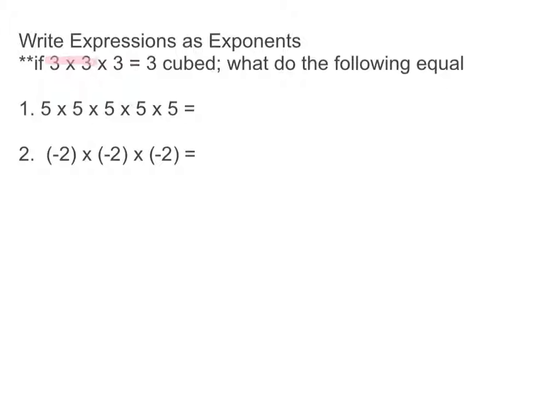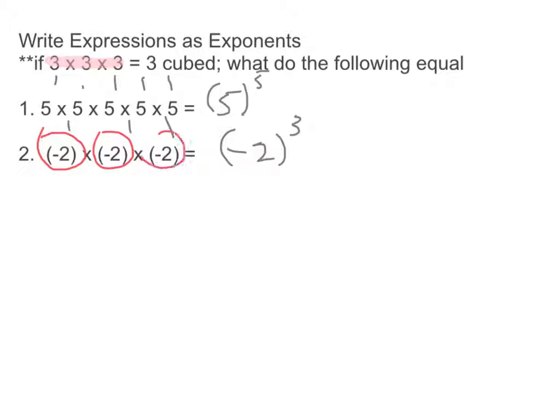If 3 times 3 times 3 equals 3 cubed or 3 to the third power, what will these other 2 problems equal? It is the same logic. It would be 5 to the 1, 2, 3, 4, 5, or 5th power. And number 2 would be negative 2 in parentheses to the 1, 2, 3rd power. It's important that you take the exact number, parentheses and all, and put it to the correct power.